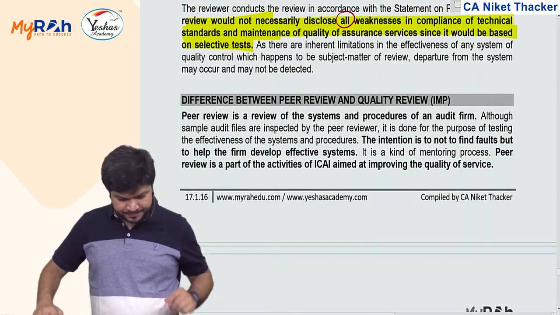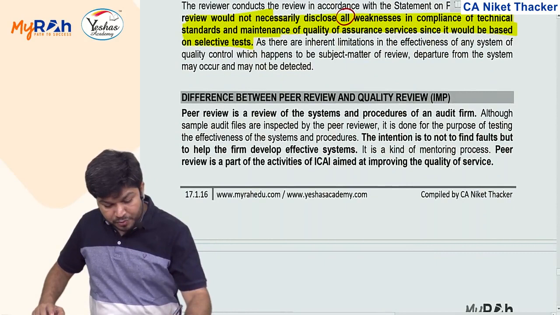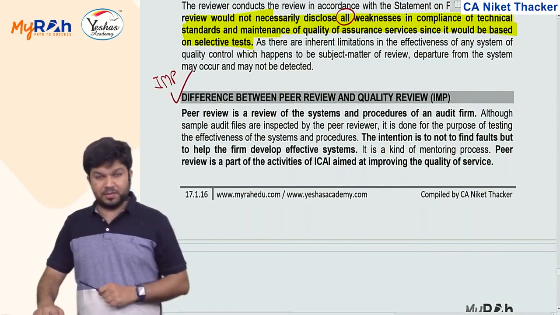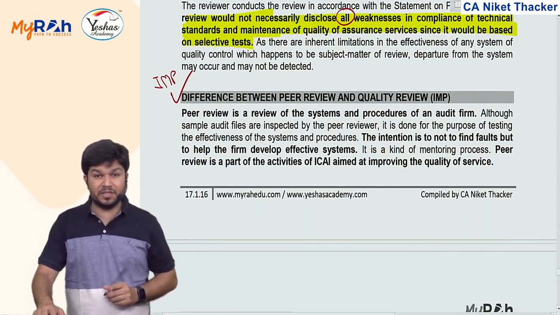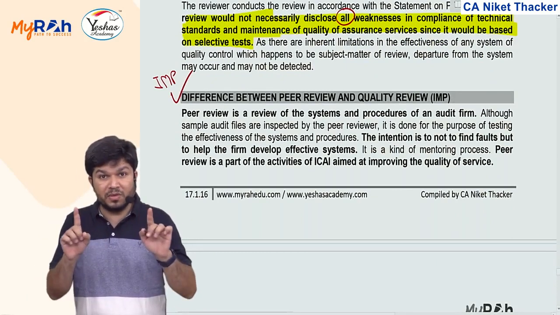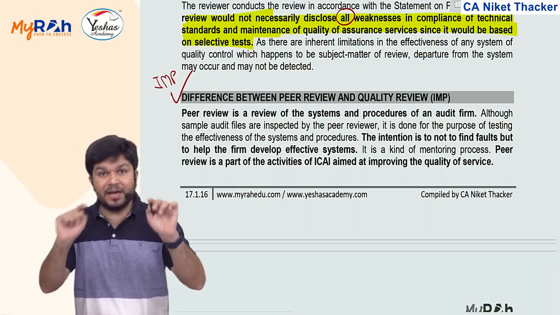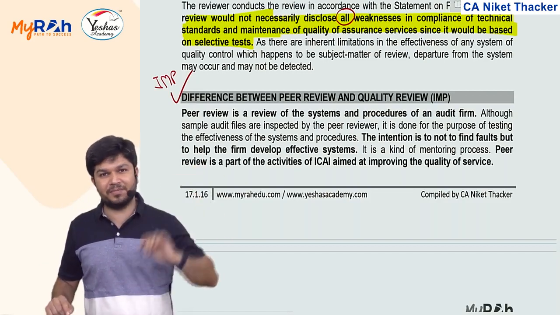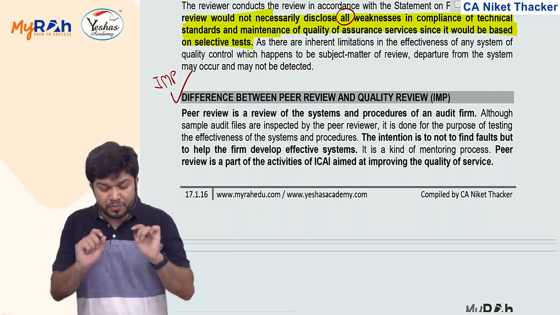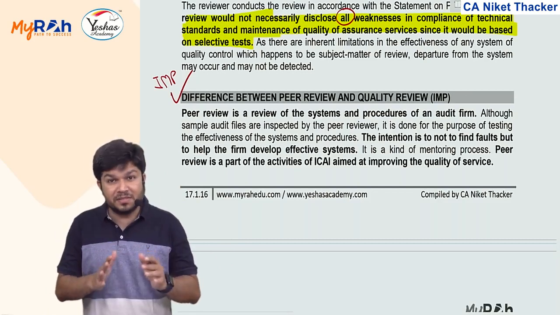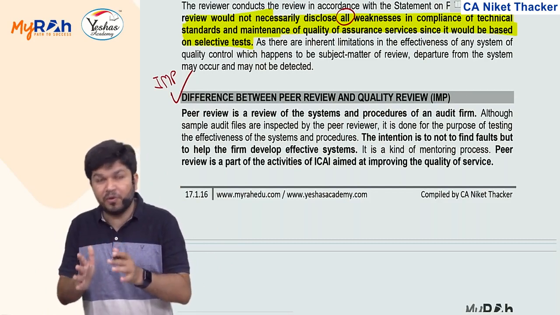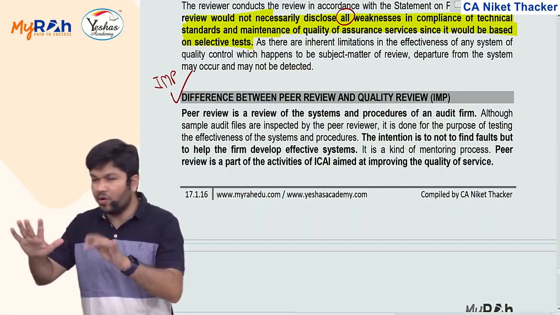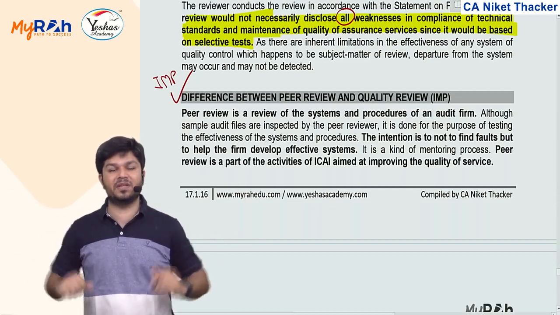Okay, next. Difference between peer review and quality review, important. Peer review board is set up by ICAI. Quality review board is set up by the central government. Peer review board focuses on systems, the policies and procedures which you are following. It's not to find your fault, but to develop a good system.